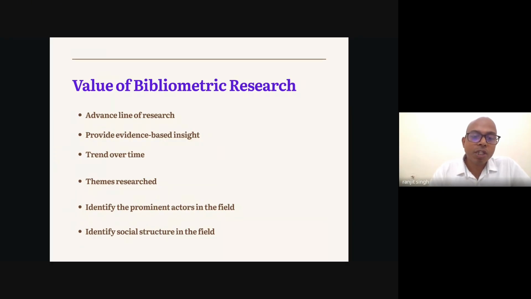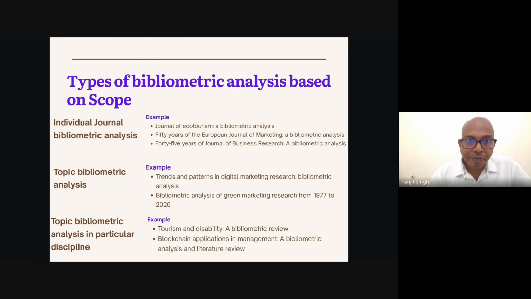These are the three methods of collaboration analysis. So next is the types of bibliometric analysis based on the scope. Generally, there are three types of bibliometric analysis. The first one is individual journal bibliometric analysis.